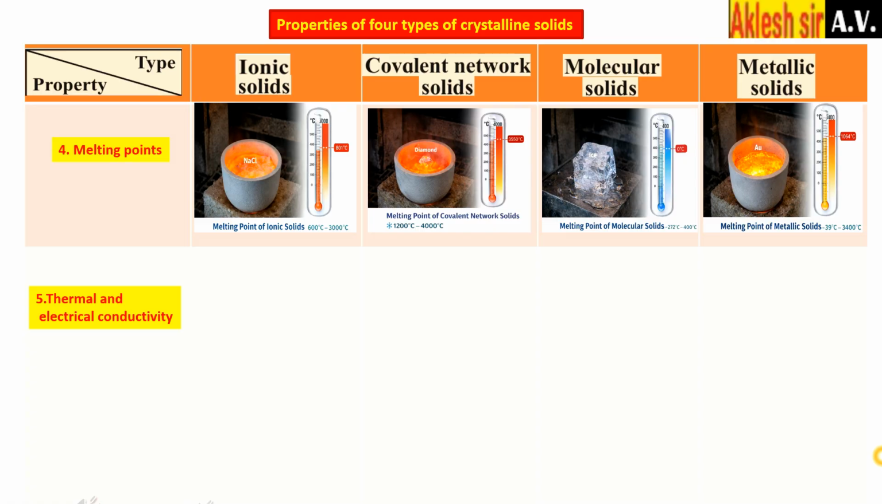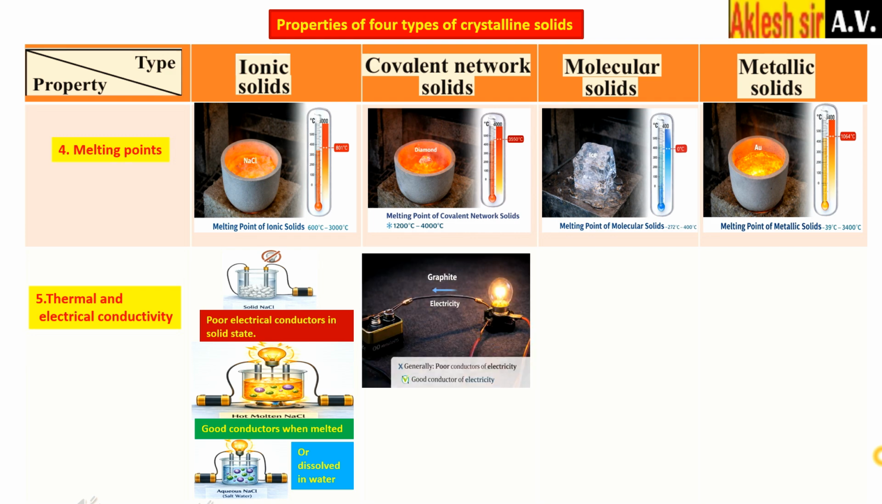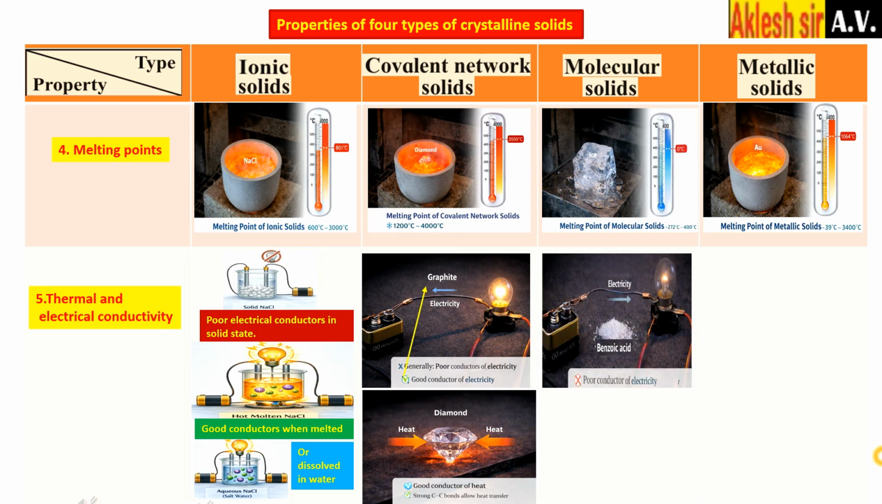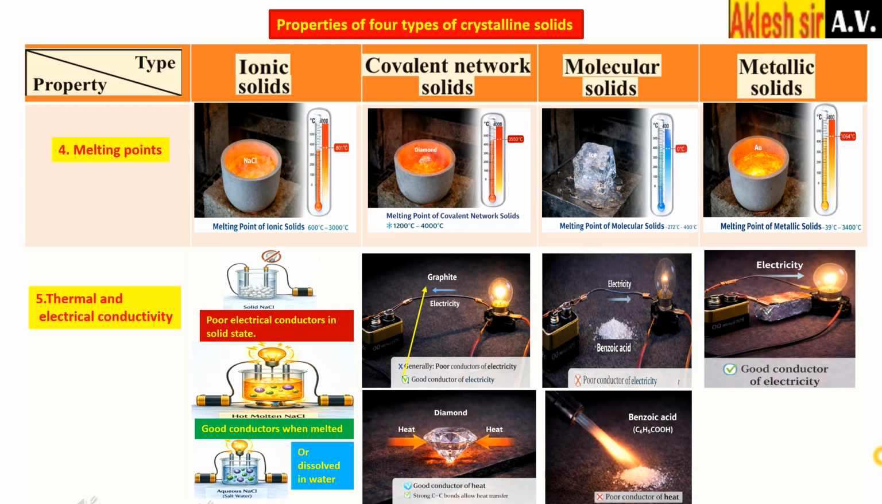Five. Thermal and electrical conductivity. Ionic solids are poor electrical conductors in the solid state, but good conductors when melted or when dissolved in water. Generally, covalent solids are poor conductors of heat and electricity. Exceptions: one, graphite is a good conductor of electricity; two, diamond is a good conductor of heat. Molecular solids are poor conductors of electricity and heat. Metallic solids are good conductors of electricity and heat.